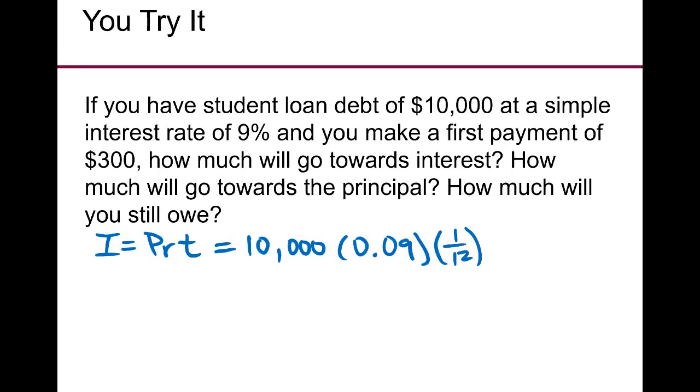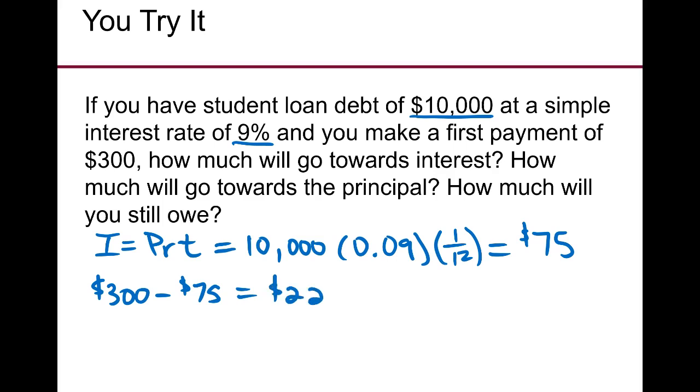All right, let's compute the interest. So we have a principal of $10,000, an interest rate of 9%, and this is monthly. And so we find that that interest is $75. So how much goes towards the principal? Well, we paid $300. The bank's going to keep $75 for itself, and so $225 goes to principal.